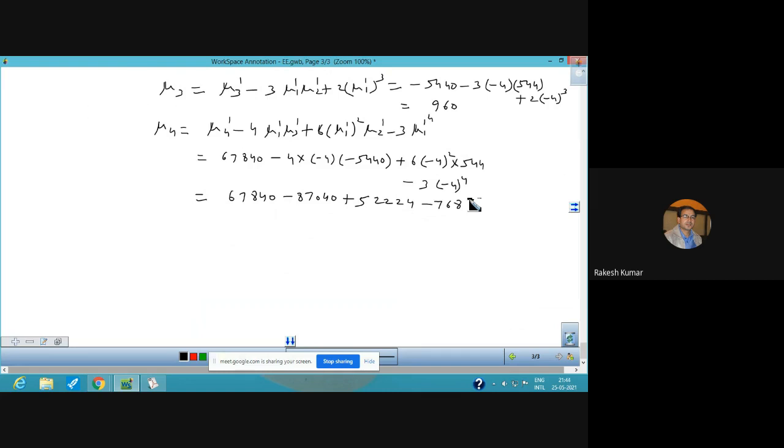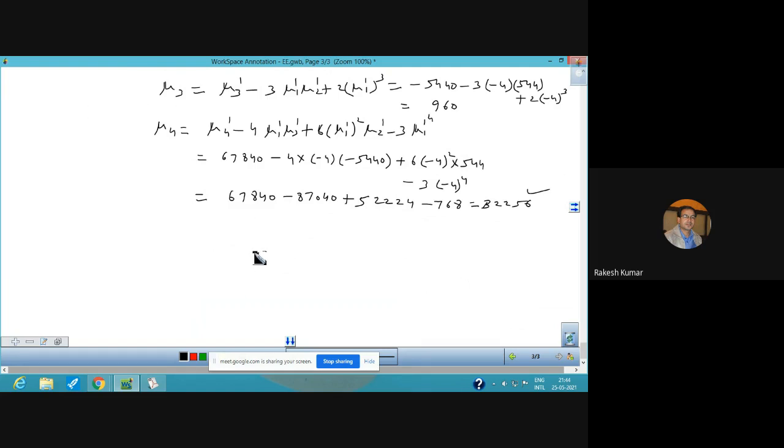Now let us solve this. Now 67840 minus 87040 plus 52224, minus 768. So this comes out to be 32256. So this is your fourth movement.